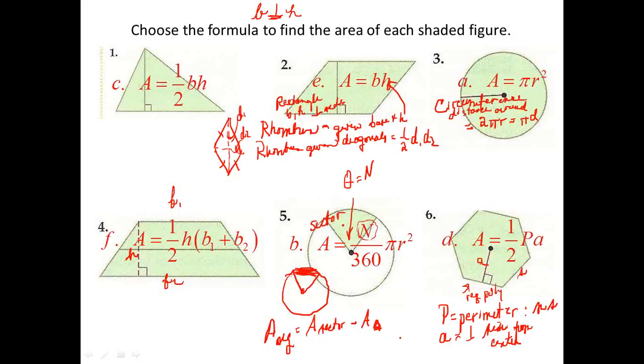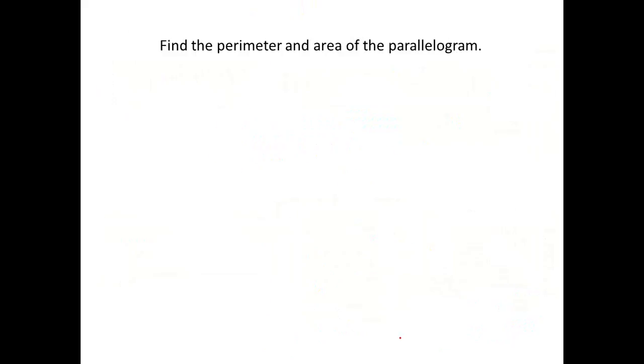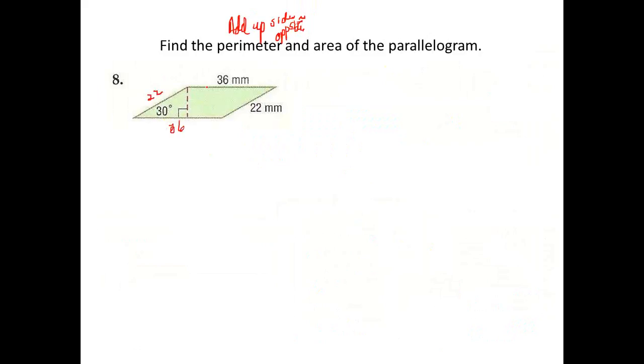Okay. This one, find the perimeter and area of the parallelogram. Again, perimeter, add up the sides. And opposite sides are congruent. So you can double. So if I have this one, I have 36, 36, 22, because it's a parallelogram. So I can just add those, double them up. The 36 and 22 gives you 116 millimeters.